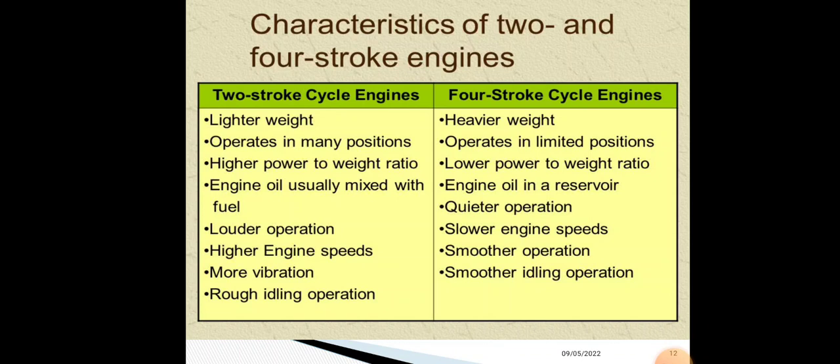Next, we are going to see the difference between the two-stroke cycle and four-stroke cycle. The two-stroke cycle is a lightweight engine, but the four-stroke is heavy weight. The two-stroke engine can operate in many positions, but the four-stroke engine operates in limited positions. The two-stroke engine has a high power to weight ratio, but here a low power to weight ratio. Engine oil is usually mixed with the fuel, but here the engine oil is in a reservoir. The four-stroke has quieter operation, but the two-stroke has louder operation. The two-stroke has higher engine speed, but the four-stroke has smoother operation.